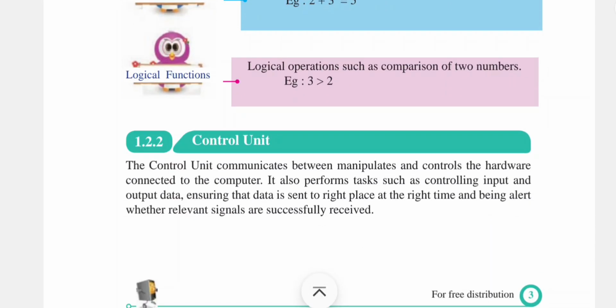Next, let's move on to the control unit, or CU. The control unit is like the manager of the CPU. It does not calculate anything, but it controls and coordinates all the parts of the computer. It tells when data should be taken as input, where the data should go, and when the output should be sent. It also makes sure that data reaches the right place at the right time and checks whether signals are received properly. So basically, the control unit keeps everything organized and under control.